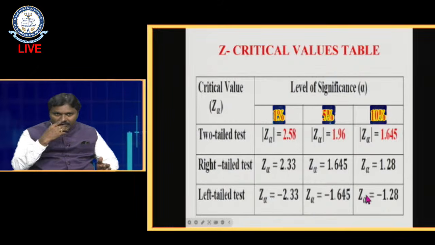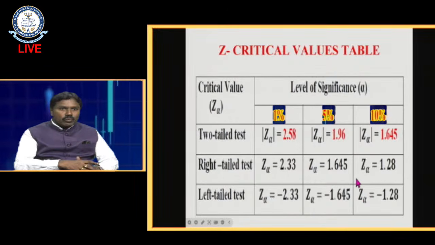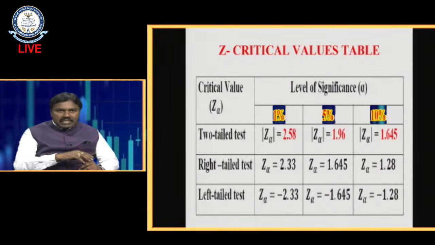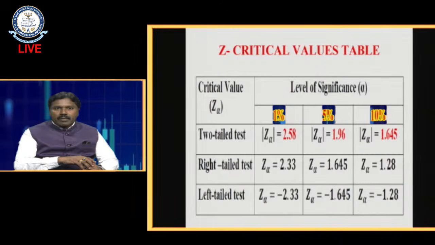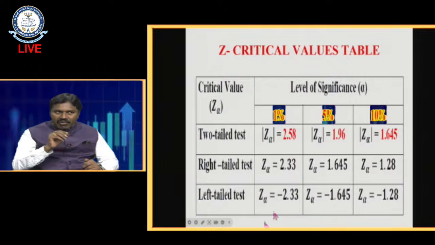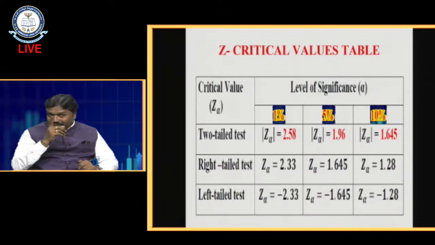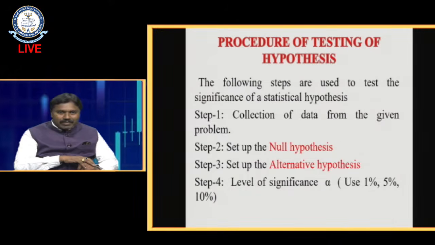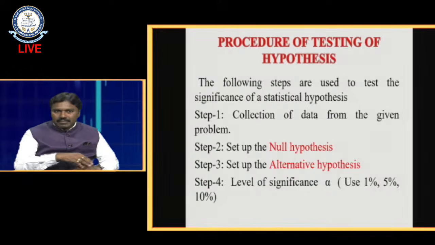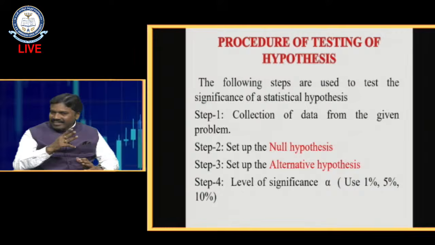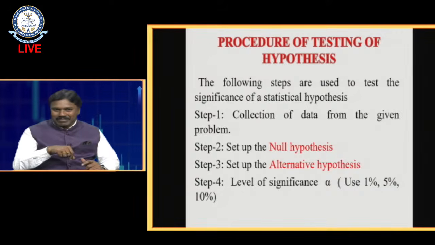So what is the negative value at 1% level? Z alpha is equal to minus 2.33. At 5% level of significance, what is the Z alpha value? Minus 1.645. At 10% level of significance, Z alpha is equal to minus 1.28. You have to remember one repeated value, which is 1.645. It appears at 10% and 5% levels, left and right, with positive and negative signs. These values are the same, they do not change.